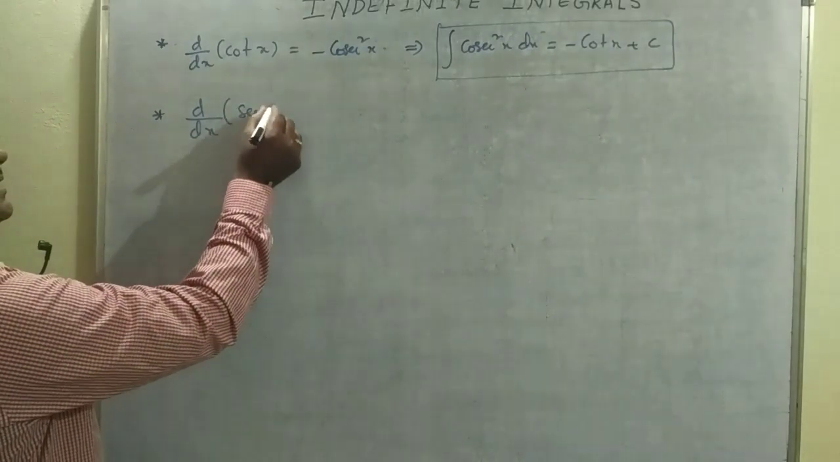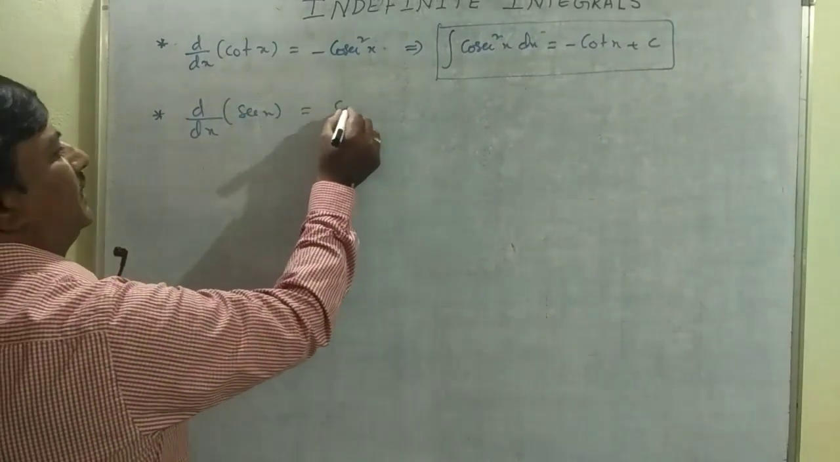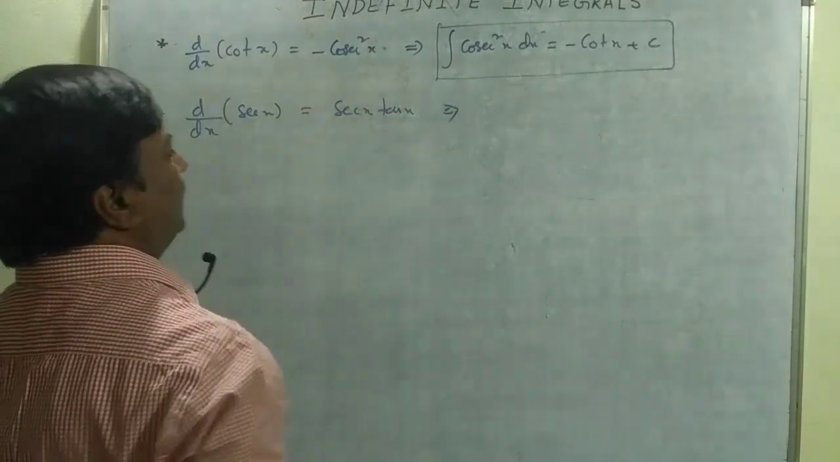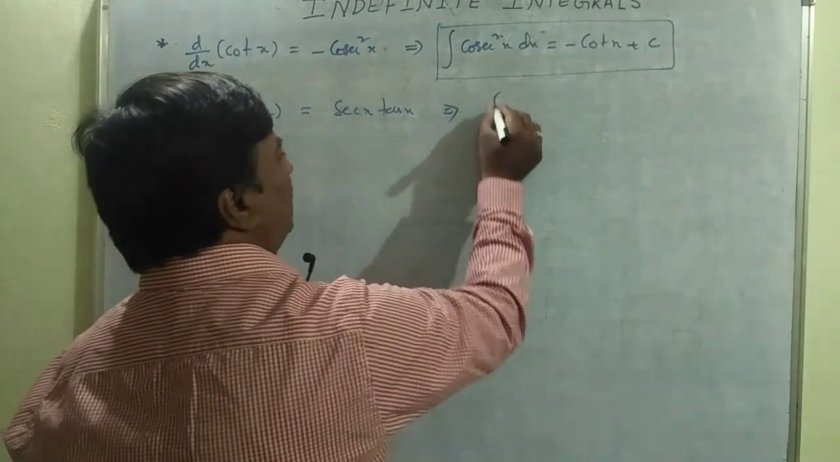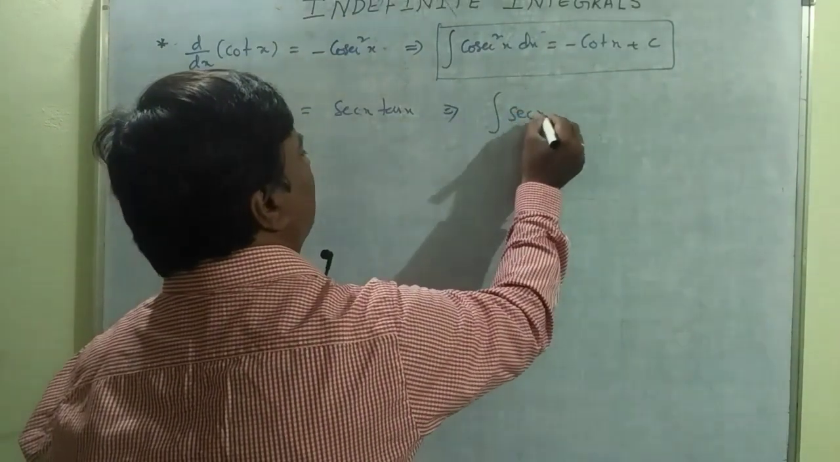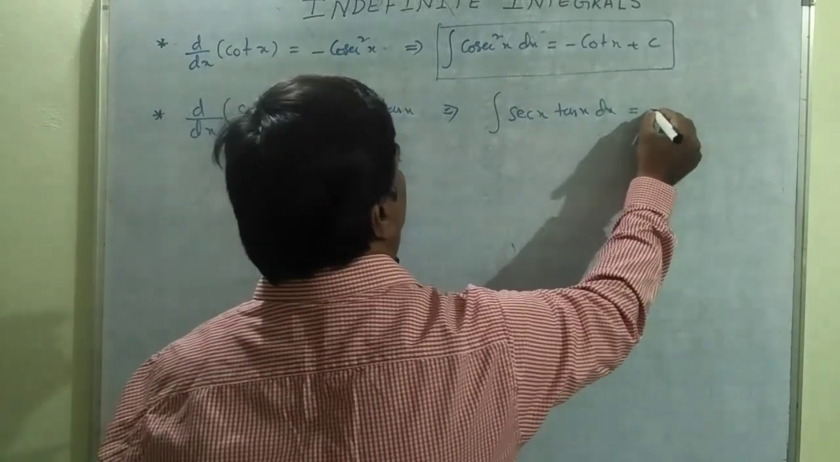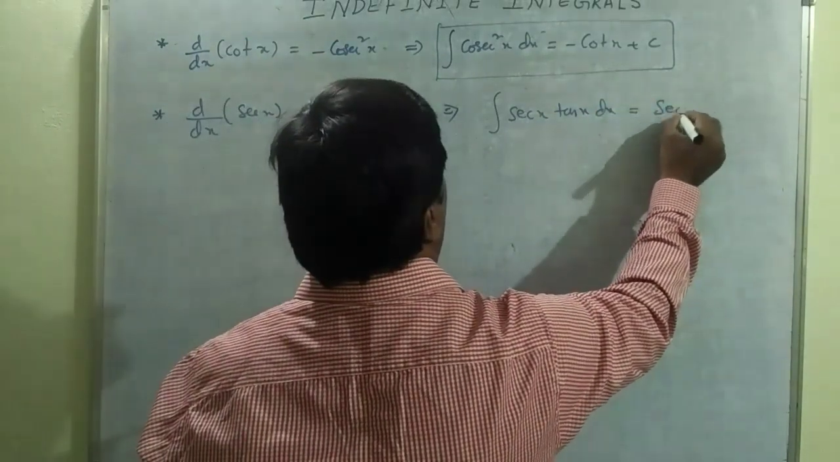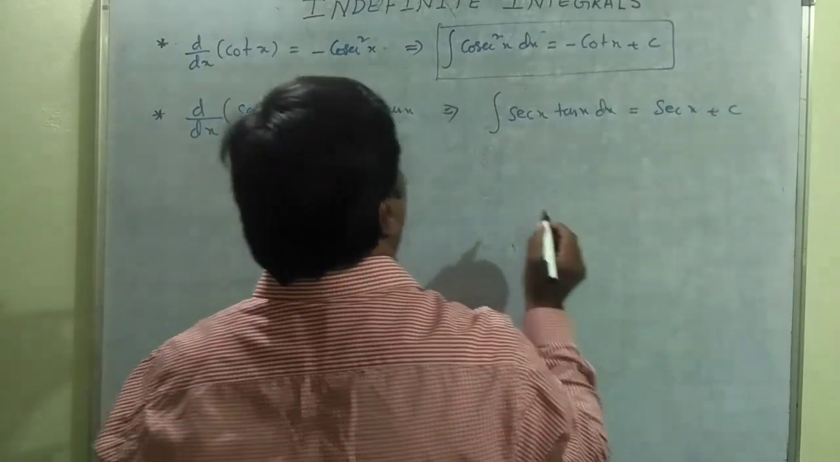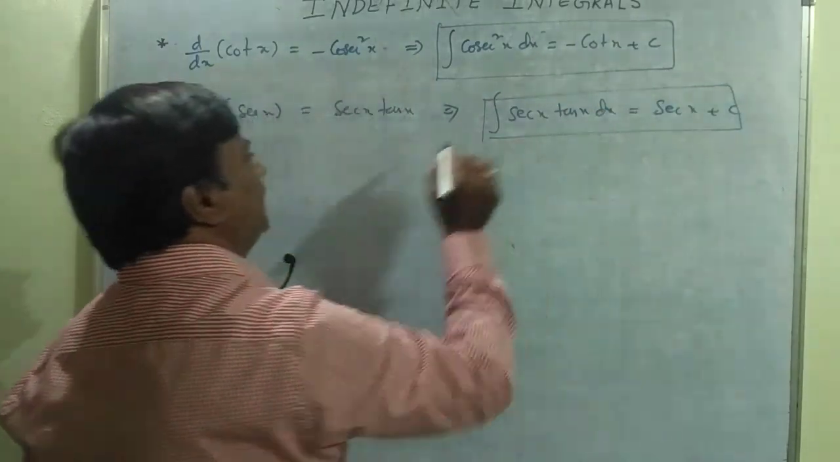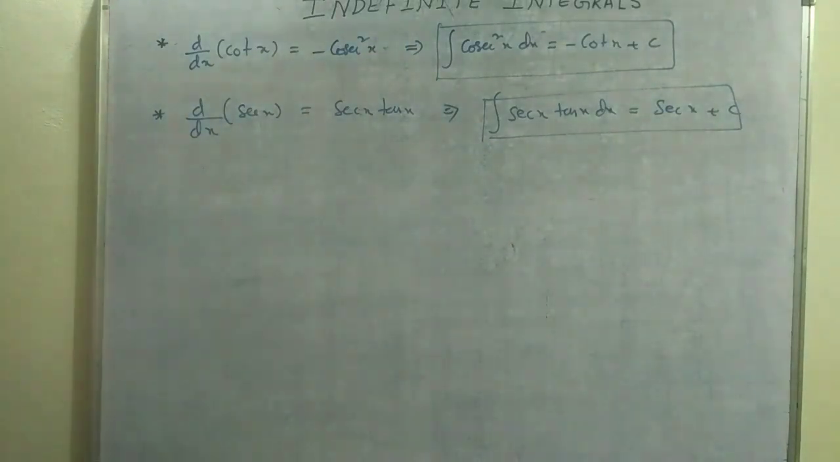We can go to the next: d by dx of secant x is secant x tan x. Now integration is the reverse process of differentiation, so the integral of secant x tan x is equal to secant x plus c. This we can consider as another standard formula for integration.